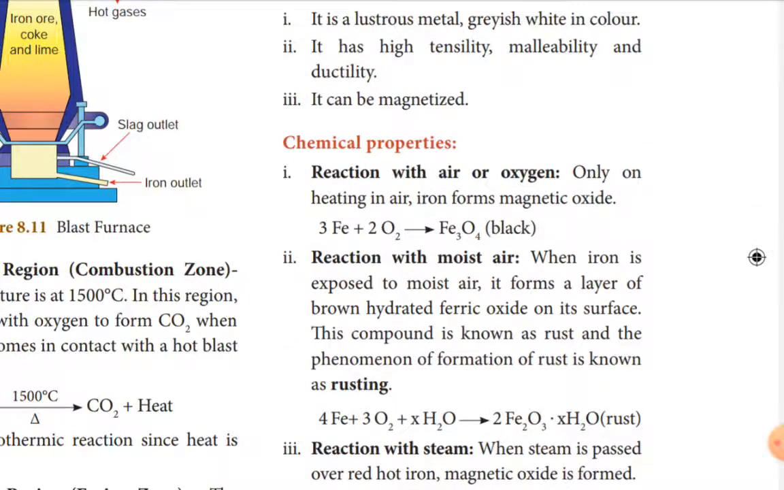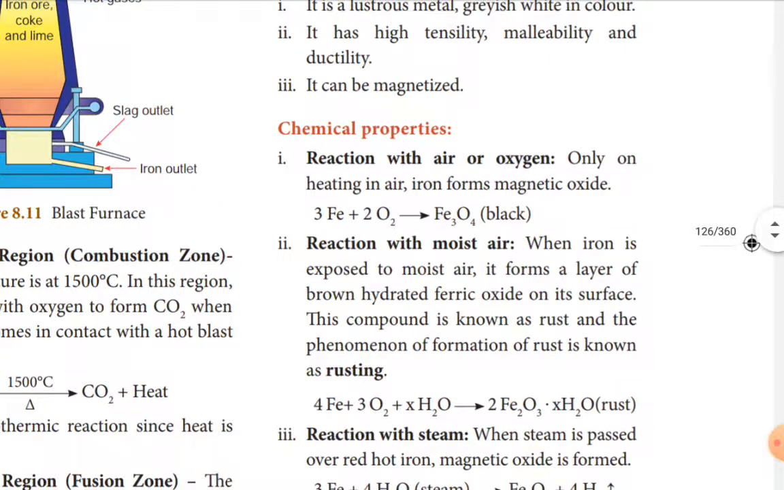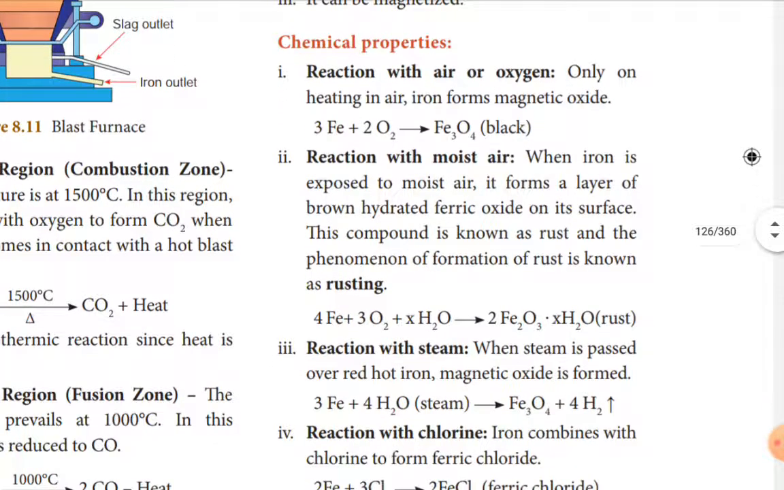Then in the chemical properties, reaction with the air or oxygen, only on heating in air, iron forms magnetic oxide. So normally it will not form the magnetic oxide Fe3O4. In presence of temperature the iron reacts with oxygen, a black color magnetic oxide Fe3O4 is formed. Then reacts with the moisture. This is an important reaction.